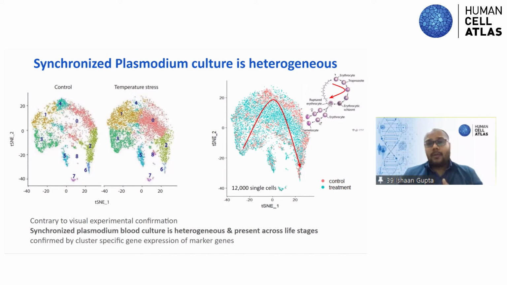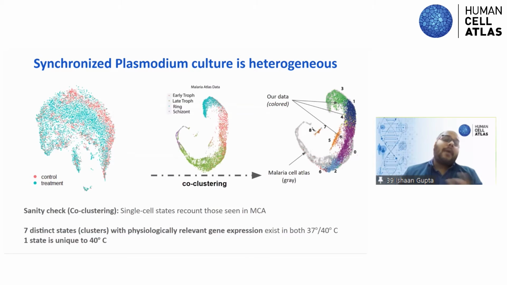So just to be sure about what we are doing, we went back to the published malaria cell atlas data, which was in vivo data, and we co-clustered our data along with it. On the right side, you can see in gray the malaria cell atlas data, and we projected our data on top of this. And thankfully, most of the cell states that we are capturing here, when I say most, more than 95% of the cell states, are present in the malaria cell atlas.